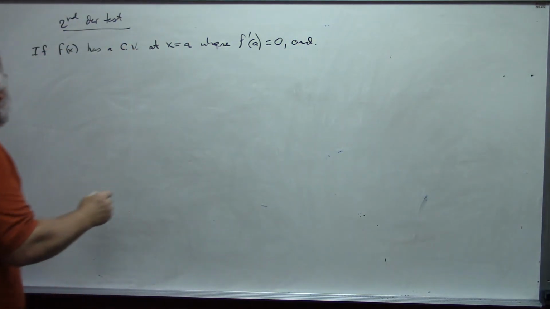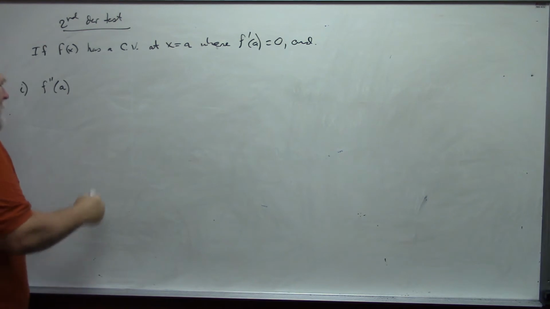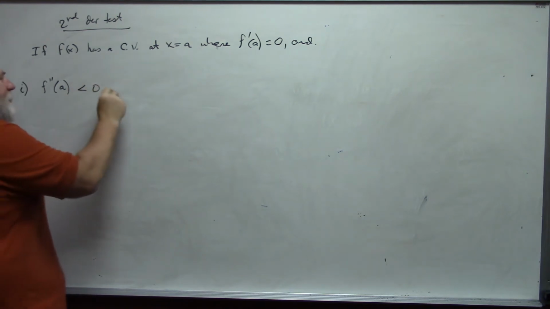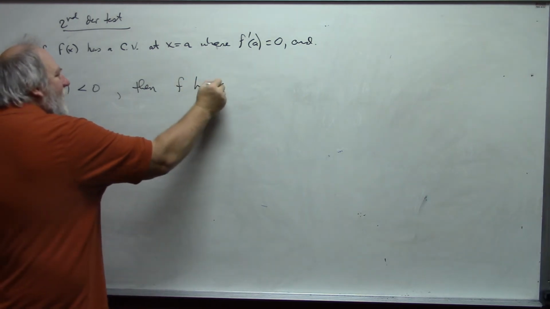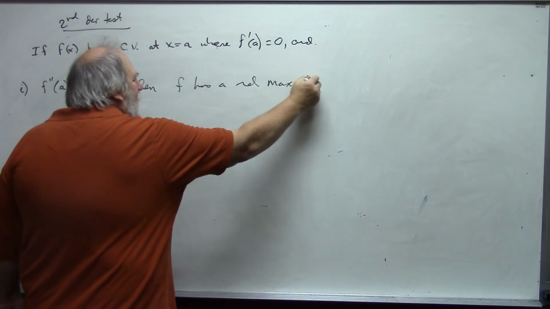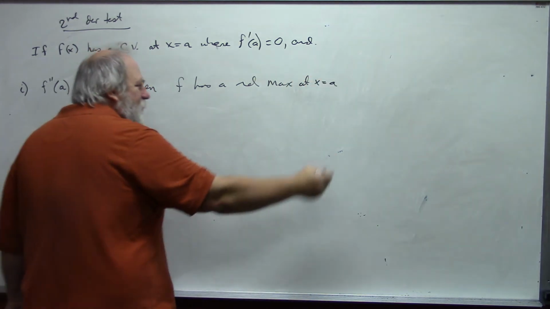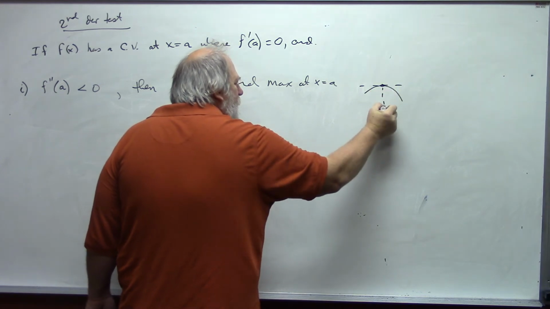Part 1, f double prime at a is less than 0, then f has a relative max at x equals a. This is the situation that I described, like that.